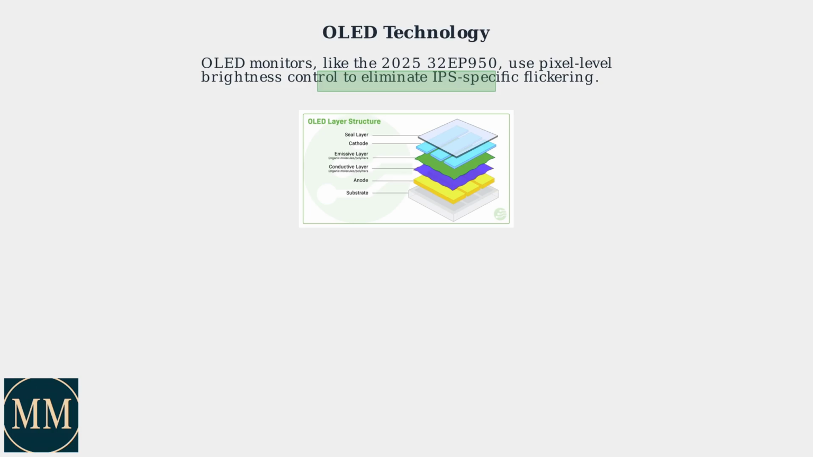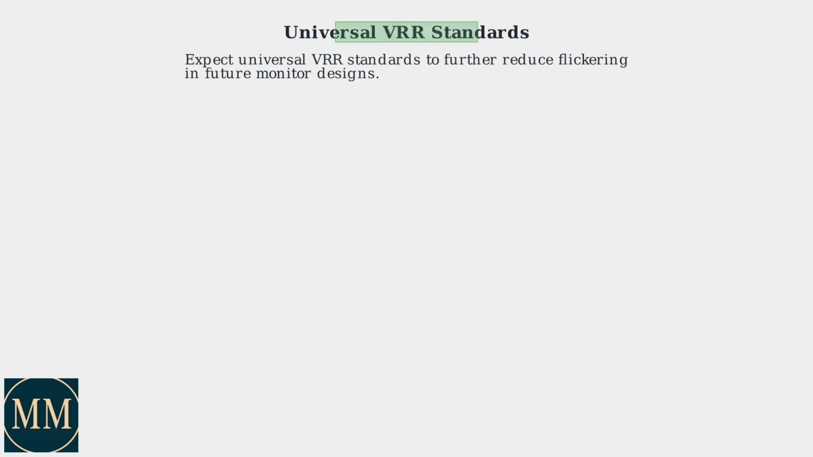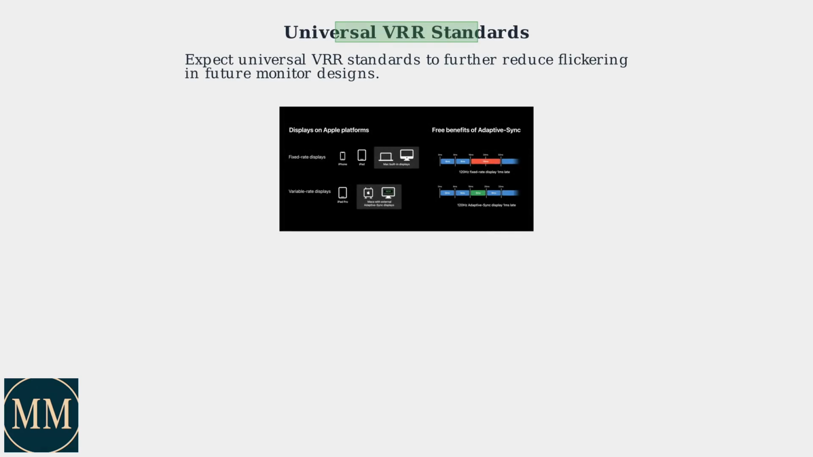Unlike traditional IPS panels that use backlighting, OLED pixels emit their own light, providing precise control over brightness without the flickering issues. In the future, universal variable refresh rate standards will make flickering issues obsolete. Technologies like VESA's Adaptive Sync 2.0 will ensure consistent performance across all compatible displays.